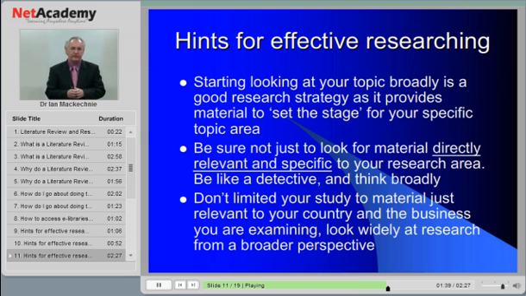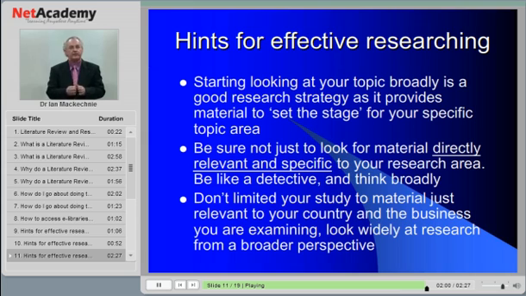Also, don't confine yourself to your particular country. If you're looking at customer complaints in an industry in Malaysia, don't look only at Malaysian industry. Look at all countries where there are customer complaints. Of course, there are customer complaints in every country of the world. But don't confine yourself to your country.